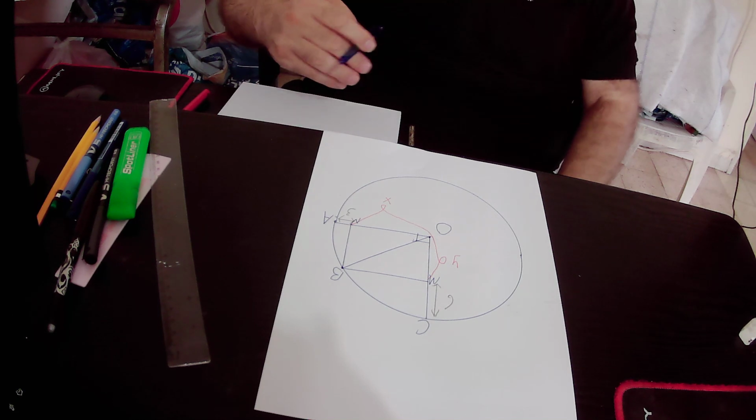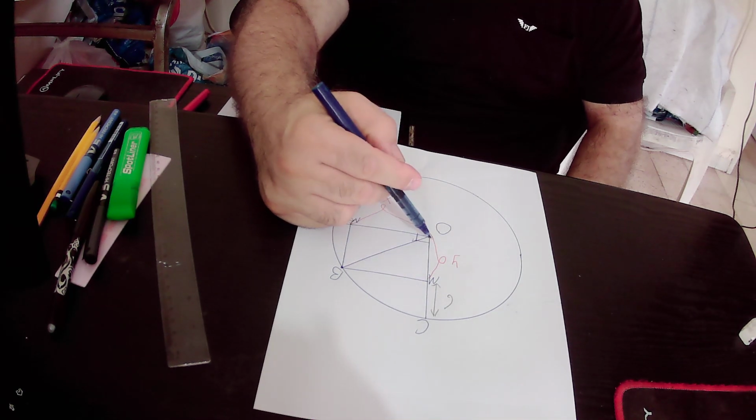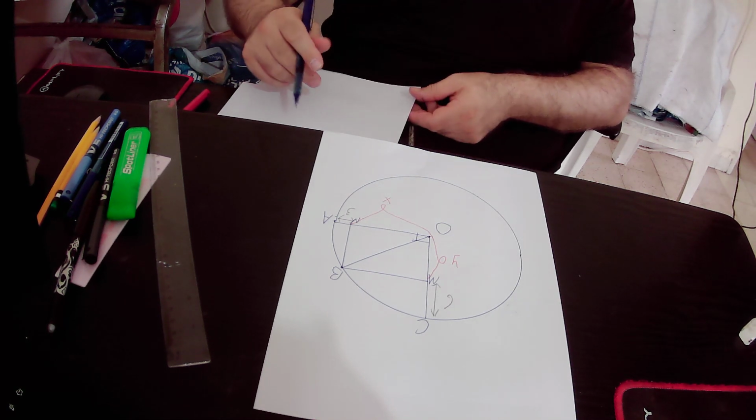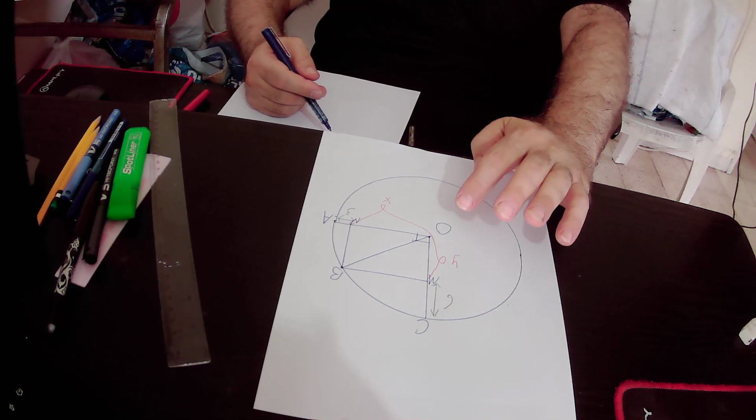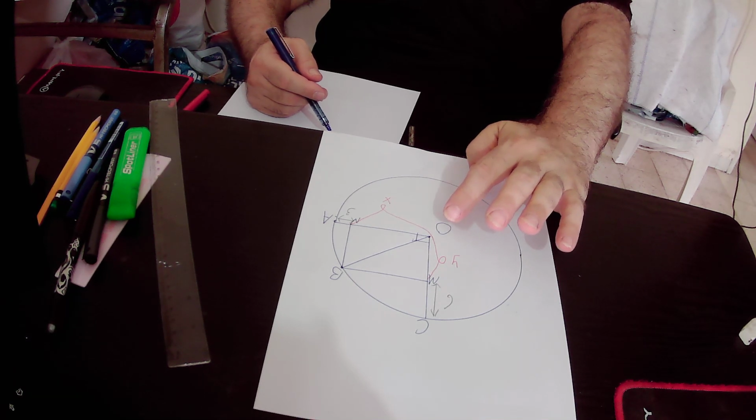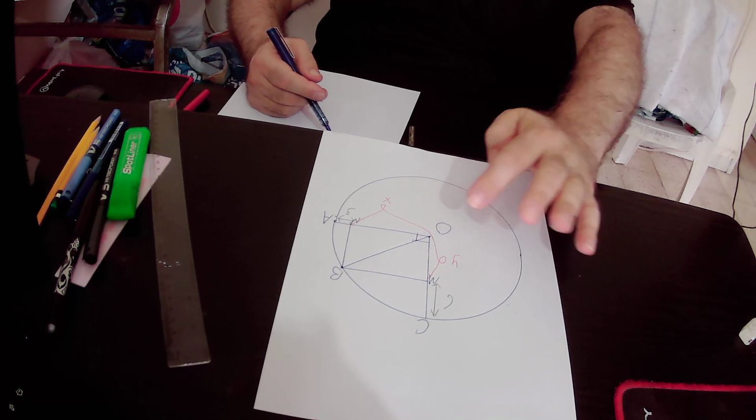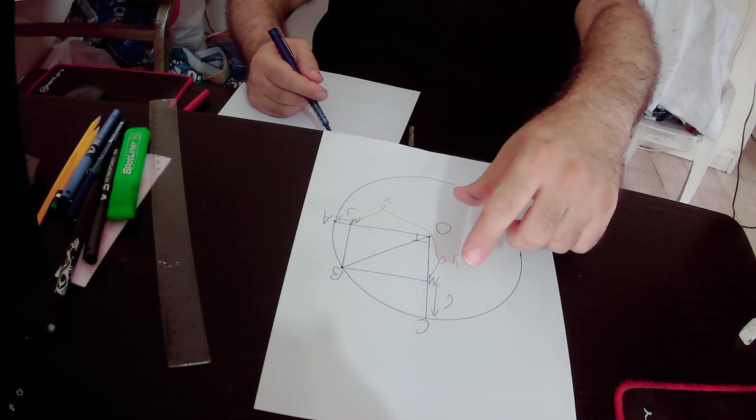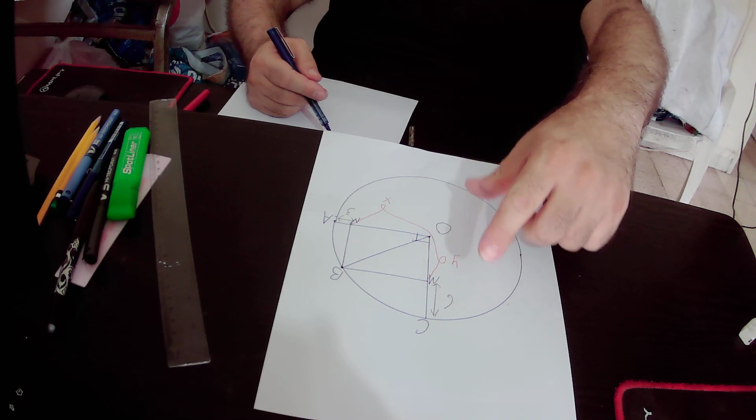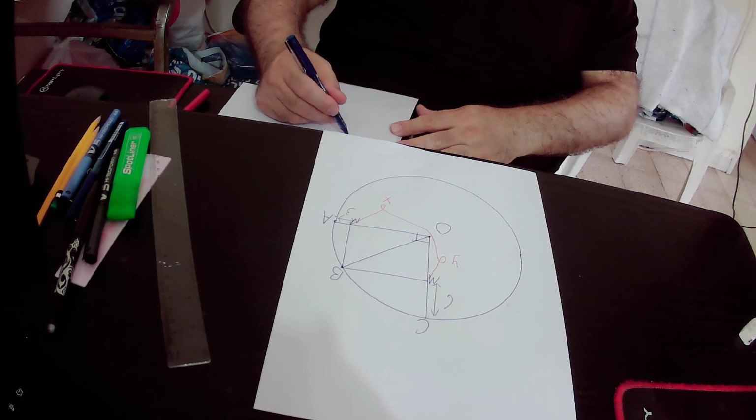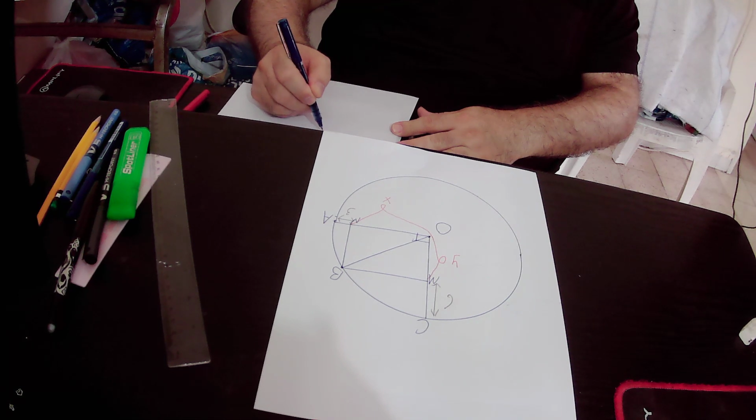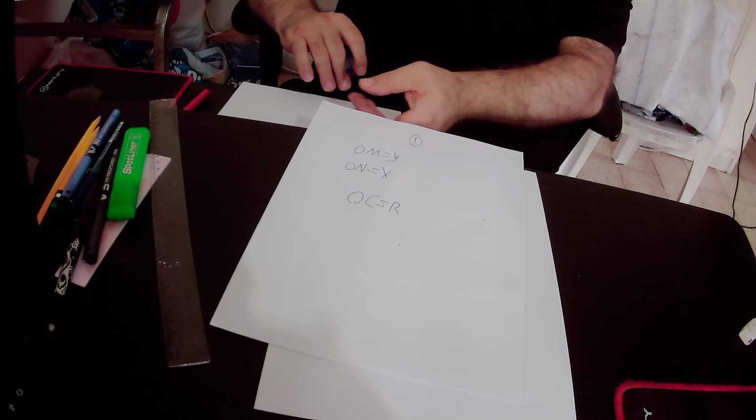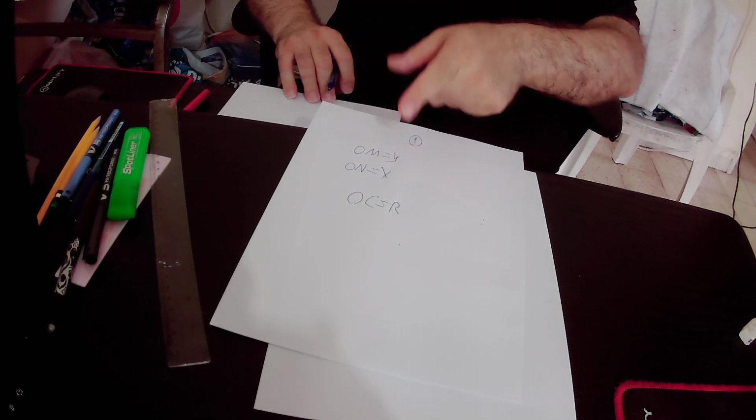Actually, line segment CO is the radius of this circle, because it starts from the center of the circle, that is to say from point O, and ends at point C, that is a point on the circle itself. For that reason, line segment OC is the radius of this circle. Okay, so I write it down. Line segment OC is the radius of this circle.